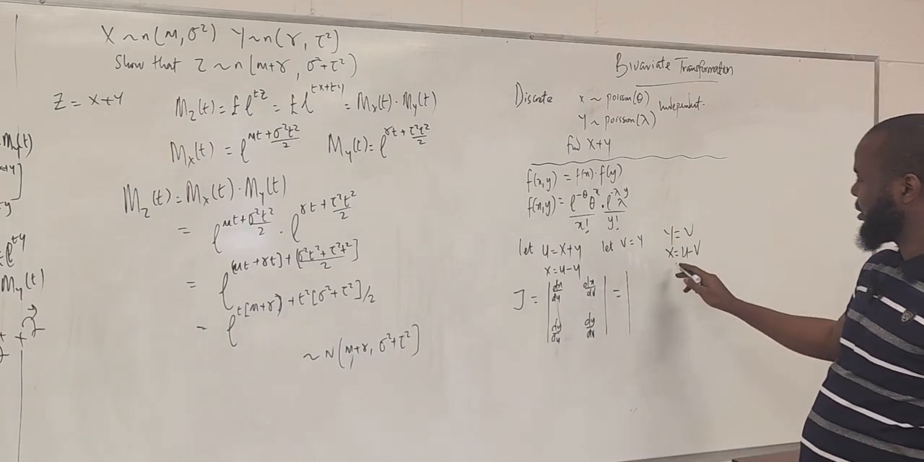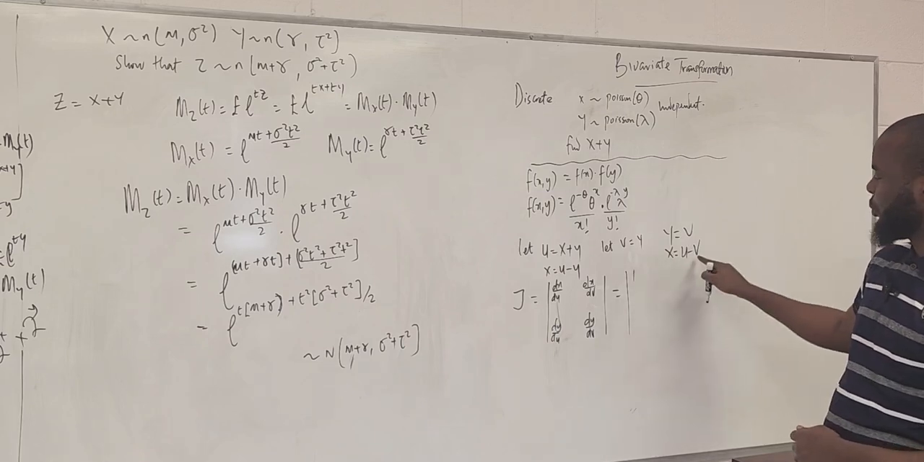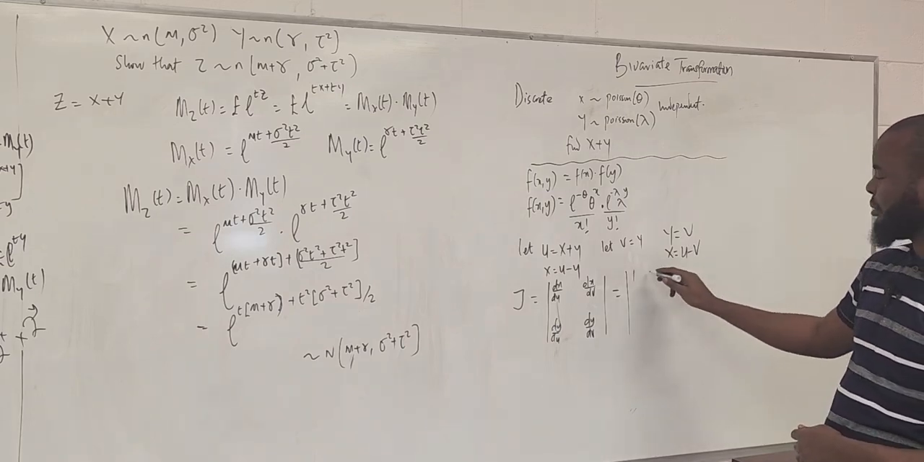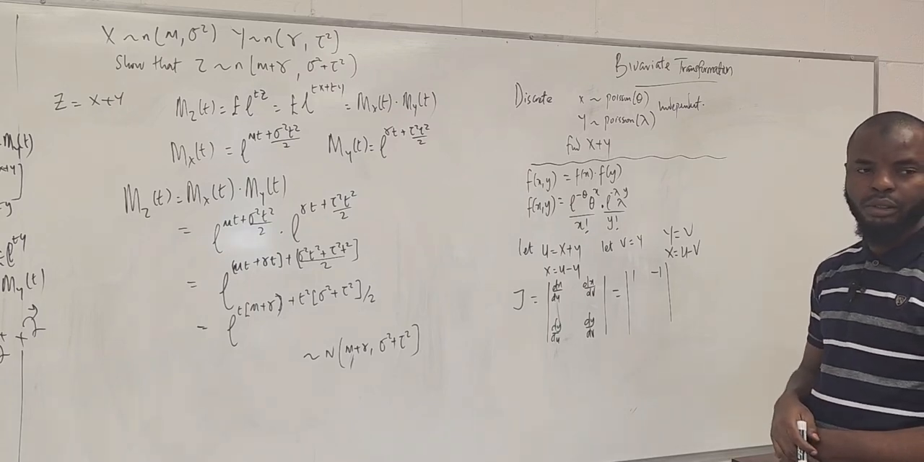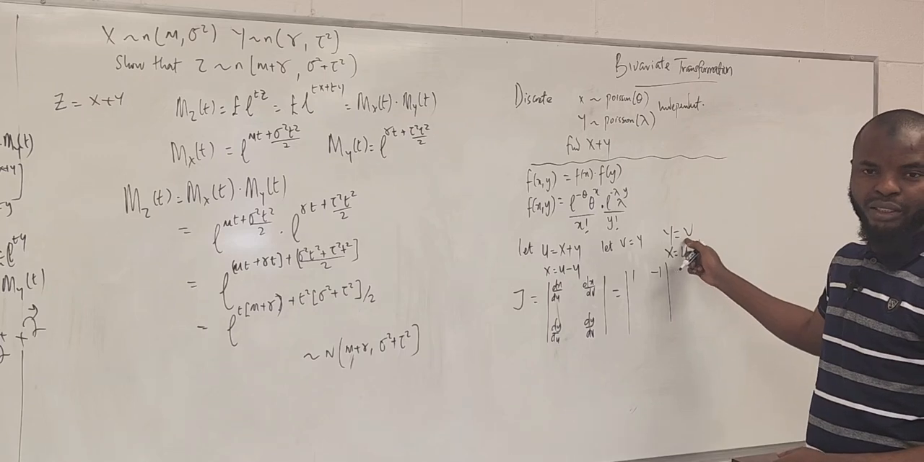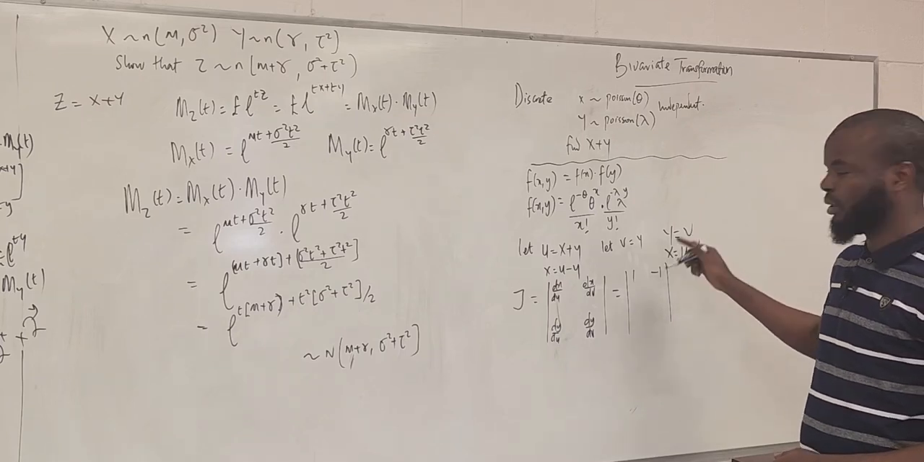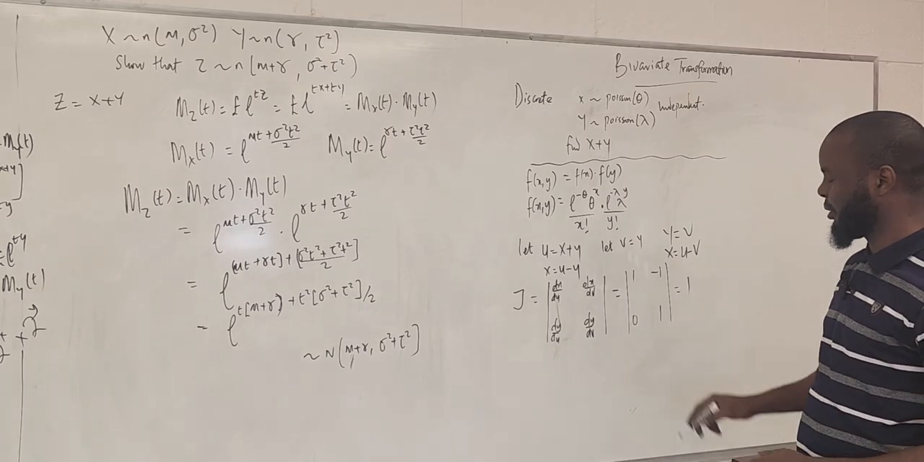So now the x, the u, if you differentiate this with respect to u, you have 1. If you differentiate this with respect to v, you have negative 1. If you differentiate this with respect to u, you're going to have what? 0. With respect to v, you have 1. So what is the Jacobian? 1.